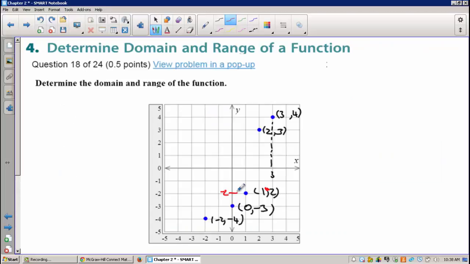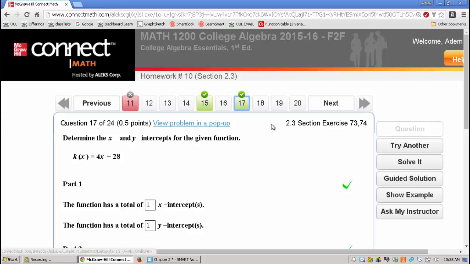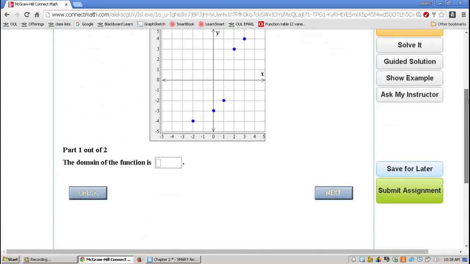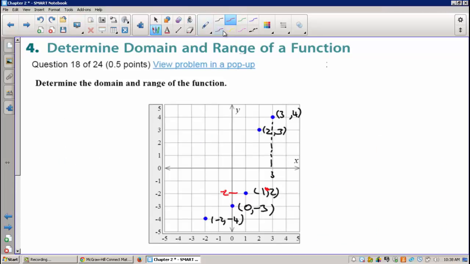Alright, let's do number 18, first part. Domain is easy. You just read the x coordinate of the points, or you let these points fall to the x-axis. Just let them fall to the x-axis and read where they fall. They fall at these locations, and you read them from left to right. Here is -2, here is 0, here is 1, here is 2, 3. -2, 0, 1, 2, 3 is the domain. That's it. Okay?